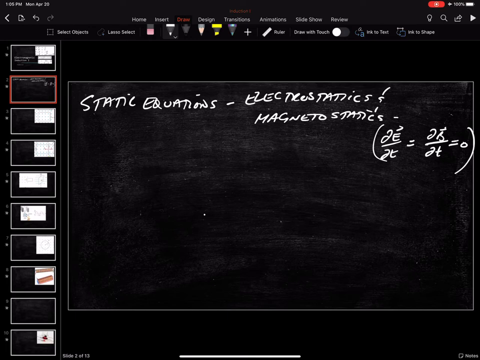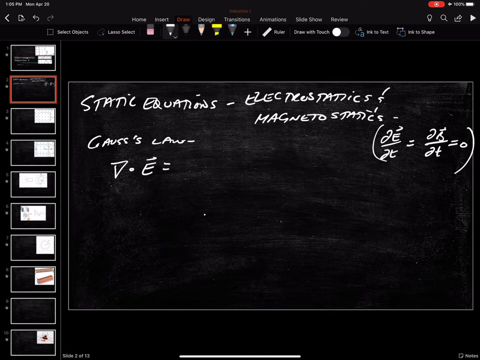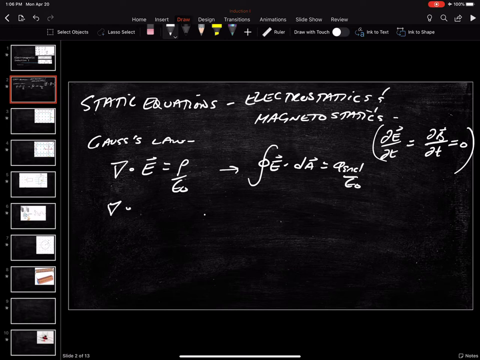And so these are the several equations we've seen so far. We've seen Gauss's law, both for the electric field: del dot E is equal to rho over epsilon naught, or if you like, the integral of E dot dA is Q enclosed over epsilon naught. It's a completely equivalent way of writing these things. Gauss's law for magnetism: del dot B is equal to zero, no magnetic monopoles. The integral of B dot dA is equal to zero.